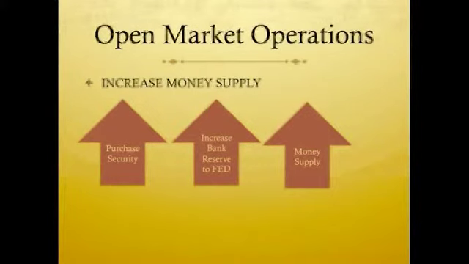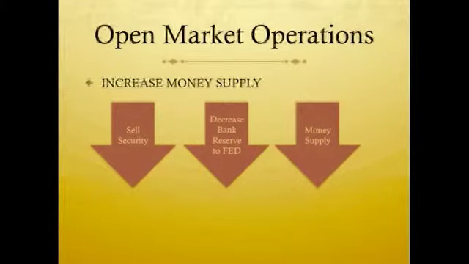And the last tool is open market operations. By purchasing or selling government securities, the Fed increases or decreases the money supply. In order to increase the money supply, the Fed will purchase government securities, and it will increase the bank reserves at the Fed. The increase in bank reserves will increase the money supply.